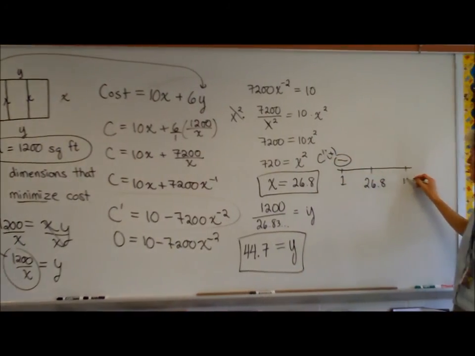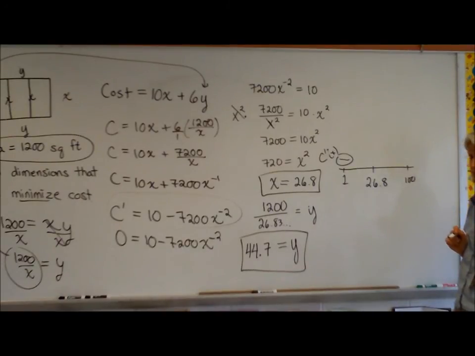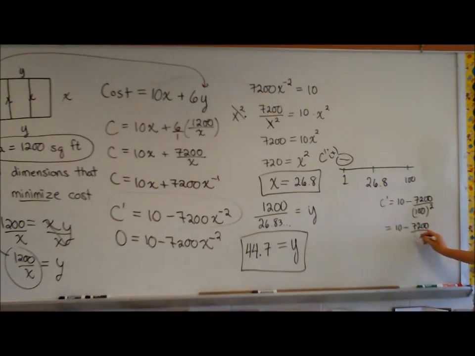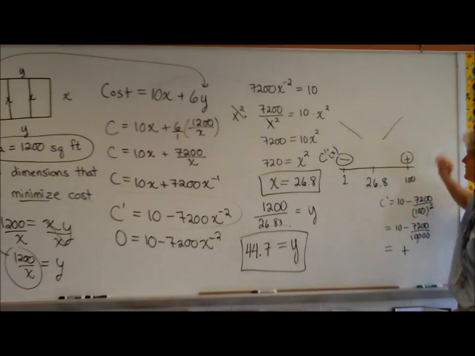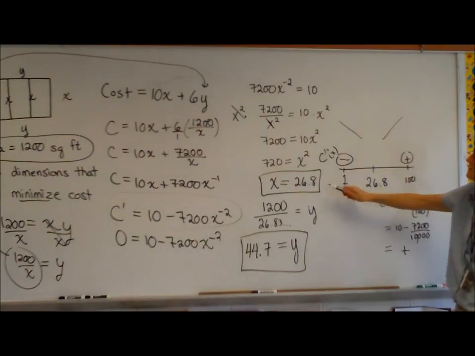Okay, let's plug in, I don't know, 100. So I'm just going to do this here. 10 minus 7,200 over 100 squared, right? This one you might have to think about a little bit. 100 squared, 1, 2, 3, 4. Well, that's less than 1. It's less than 1, so 10 minus something less than 1, that's going to be positive. All right, I'm feeling pretty good. I've got a negative slope and then a positive slope. I am, in fact, finding a minimum there.